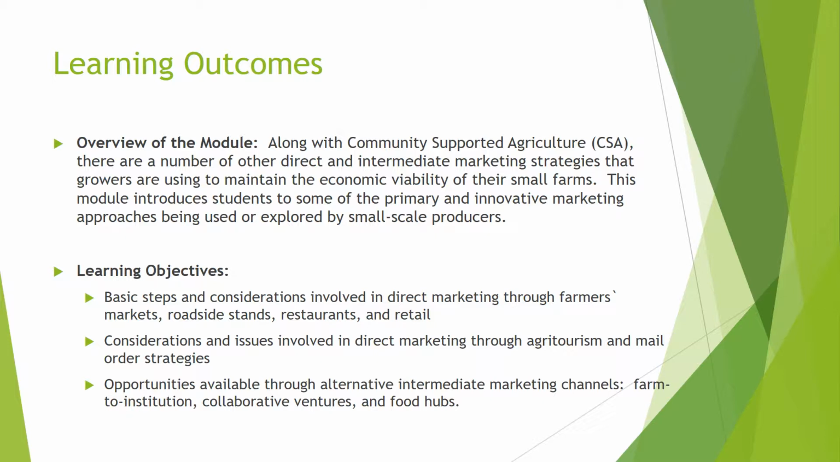So the overview of the module, as I mentioned, along with CSA, there are a number of other direct and intermediate marketing strategies that growers are using to maintain the economic viability of their small farms. This module introduces students to some of the primary and innovative marketing approaches being used or explored by small-scale producers. So some of the objectives we're going to be going over: basic steps and considerations involved in direct marketing through farmers markets, roadside stands, restaurants, and retail. Also going to talk a little bit about considerations and issues involved in direct marketing through ag tourism and mail order strategies. Also talk about opportunities available through alternative intermediate marketing channels, farm to institution, collaborative ventures, and also food hubs.